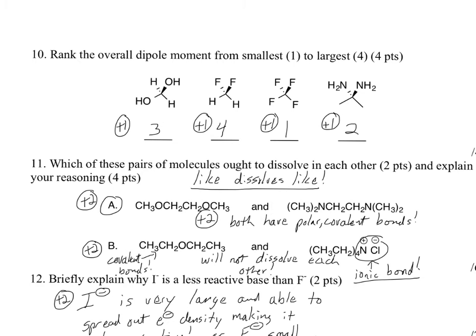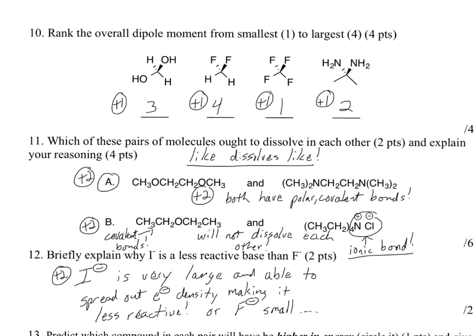And then from there you look and say, well, I have 2 OHs, 2 Fs, 2 nitrogens. I would probably guess the fluorines are going to pull the most, or most electronegative, so that's 4. And then oxygen versus nitrogen, I would say oxygen is more electronegative, so it has more polar covalent bonds, so that would be 3, and then this would be 2.